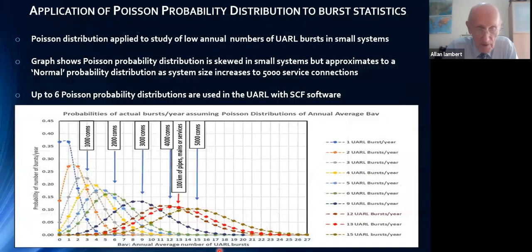The Poisson probability distribution, as I say, is used for predicting the probability of occurrence of a number of isolated events in an interval of time, when only the average number is known. So if we know that the average number is 3 service bursts per 1,000 connections per year, then we can use the Poisson distribution to look at what that would mean in any different size of system, and apply the Poisson to adjust it to give a better prediction.